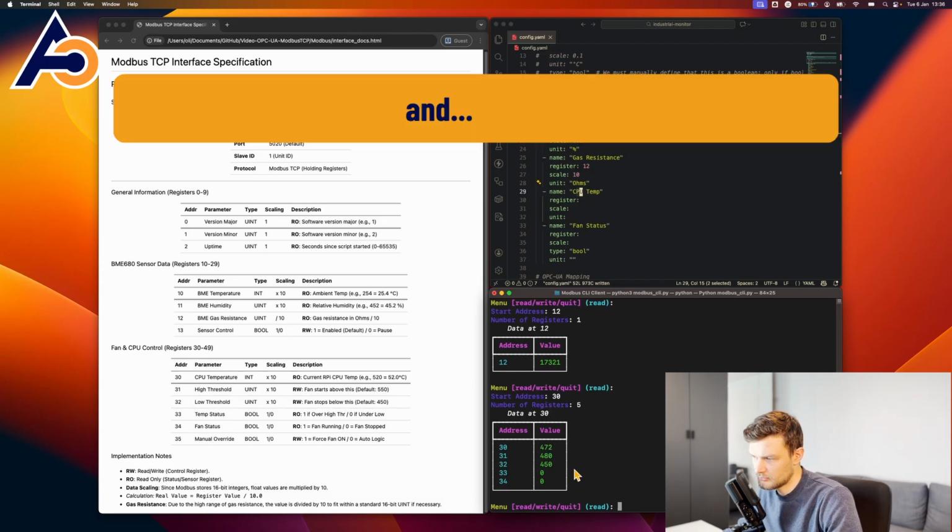And the fan status, it's register 34. The scale, we can ignore, so we just put 1. I hope that's correct. We already have type and unit. This is just a little helper from me. I programmed this to make it easier. And the same equation for all of them.